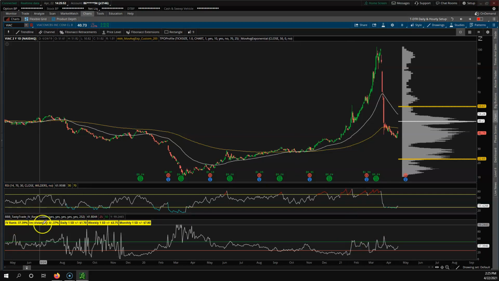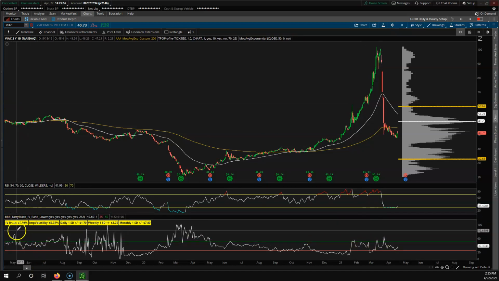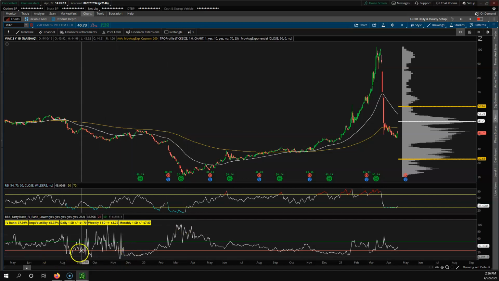So IV rank. So right now, we're looking at Viacom, right? The IV rank percentile is at 37.39%. So over here, we could see 37.39%, right? Now, the highest was 100, the lowest was at 0, okay? And this is over the last 1 year, right? The last 52 days that this is being calculated from.